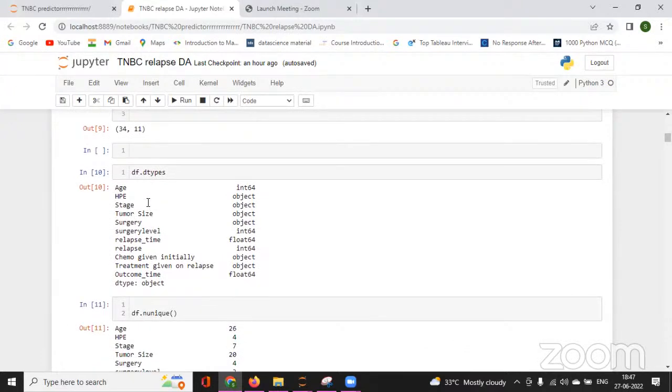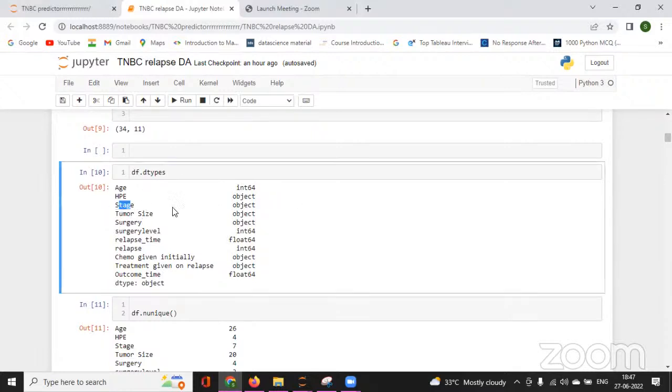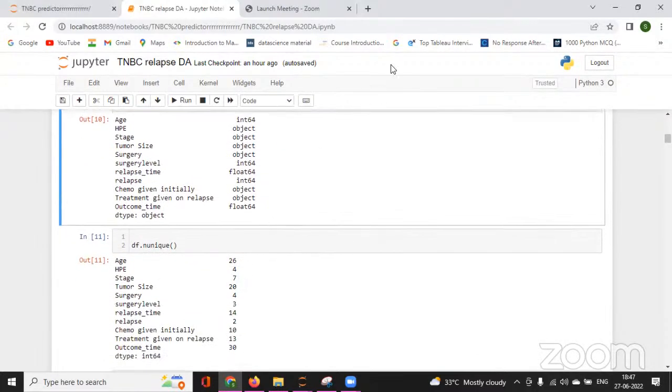So what are the columns we'll be having? What kind of data types are these holding? That you can see: age, tumor size, stage, surgery level, relapse, and all those things. When you see unique values, you can see what different types you will be having in each feature.